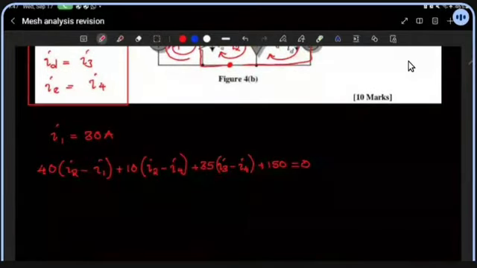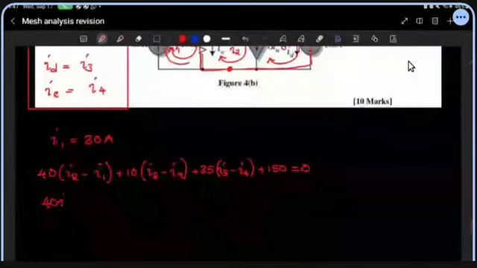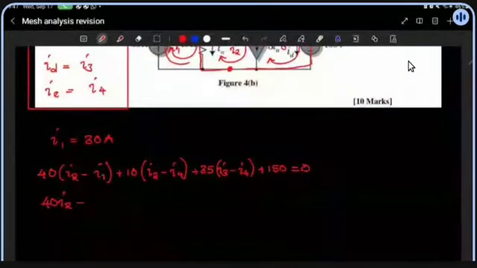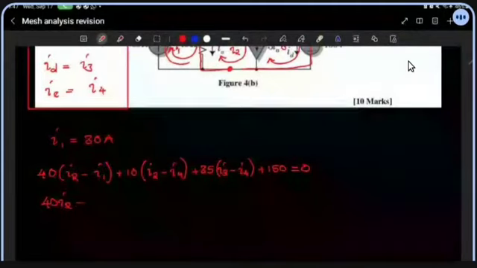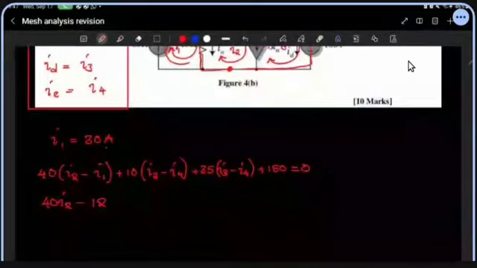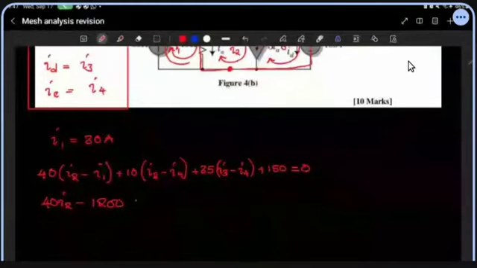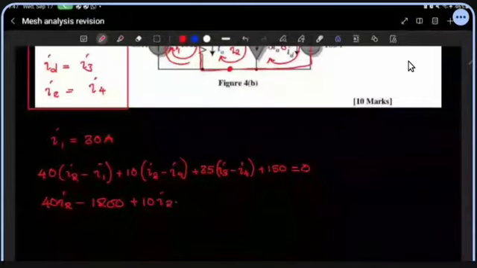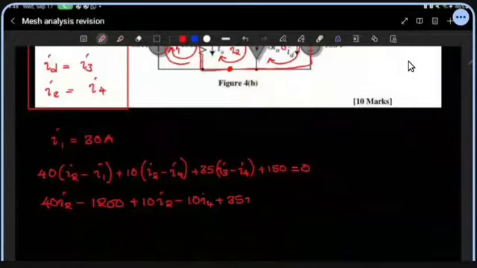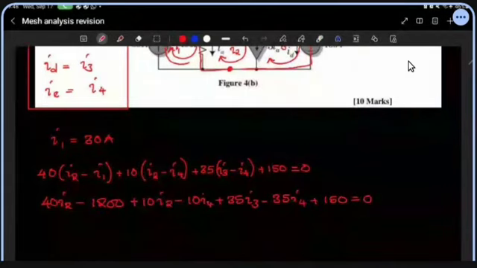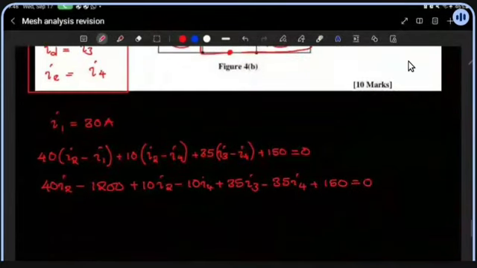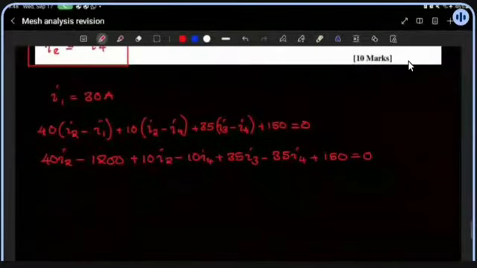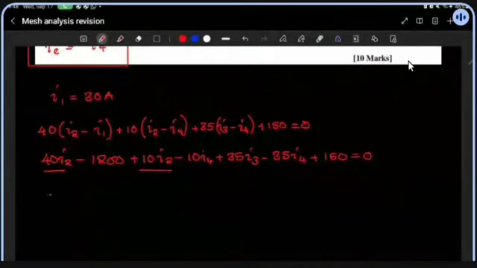Distribute and substitute. I1 is 30, so we'll have 40 I2. Then where this I1, we put 30, we have 30 by 40, 4 and 3, that's 12, then the 2 zeros. Then we have plus 10 I2 minus 10 I4, plus 35 I3, minus 35 I4, plus 150. The 150 and the 1200 can go to the right. I2, that's 50 I2.